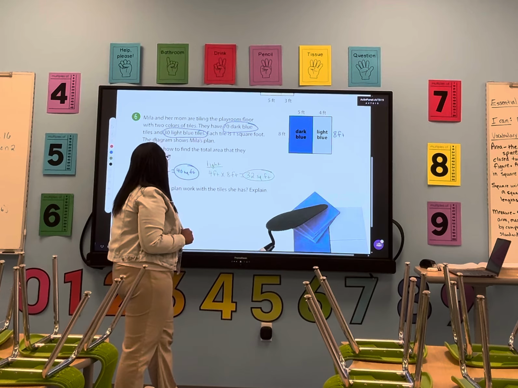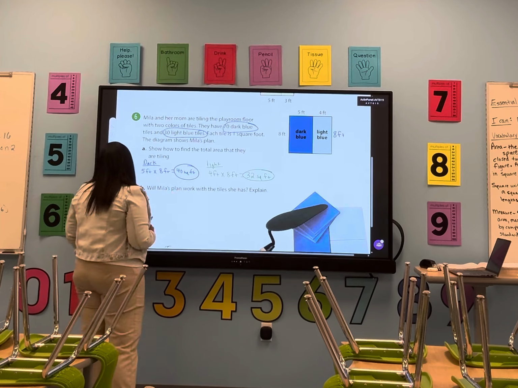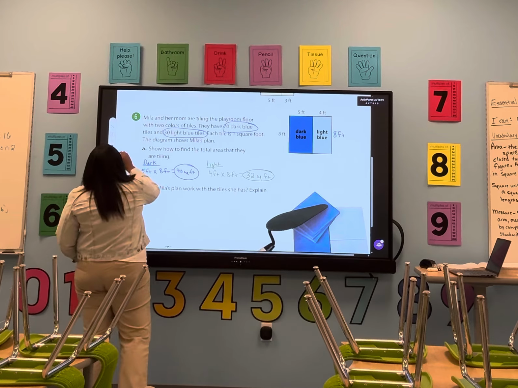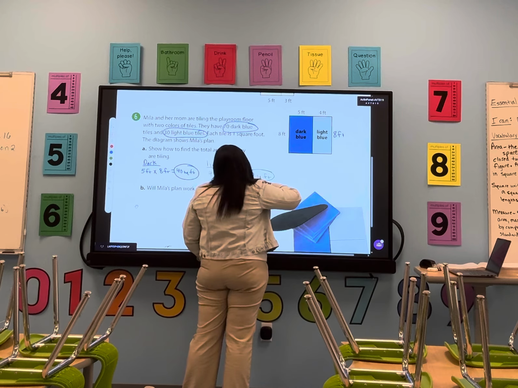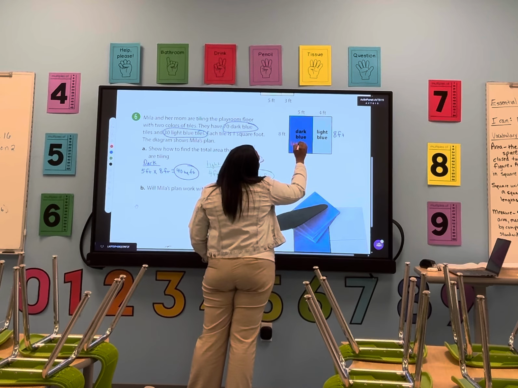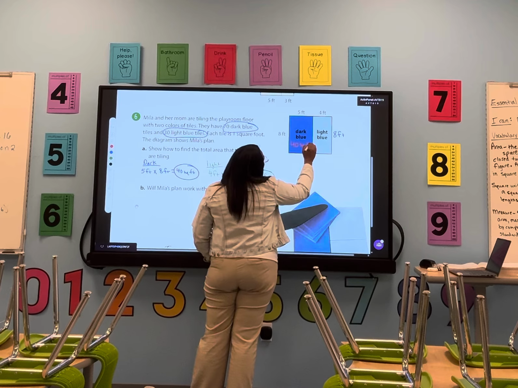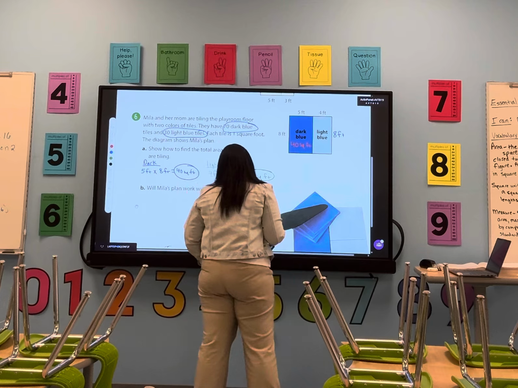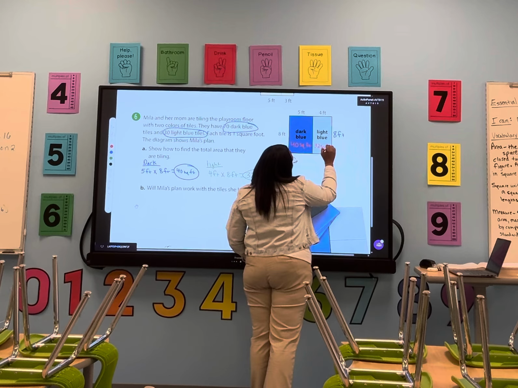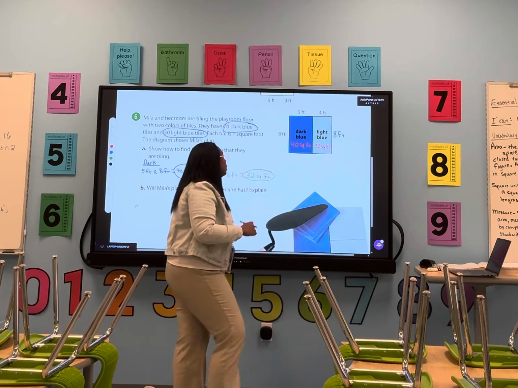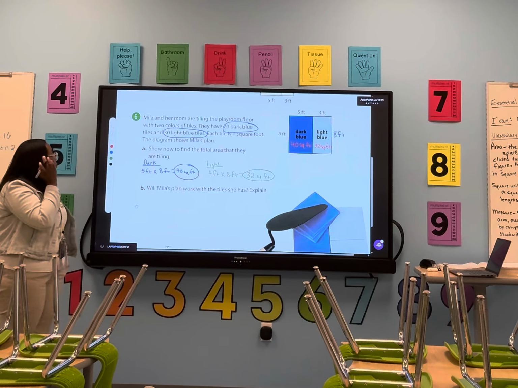Okay, so now I know that for the blue, and I'm going to write it in red so it'll kind of stand out from this color, for the dark blue, we have 40 square feet. And then for the light blue, we have 32 square feet. All right. So now we need to figure out the total.